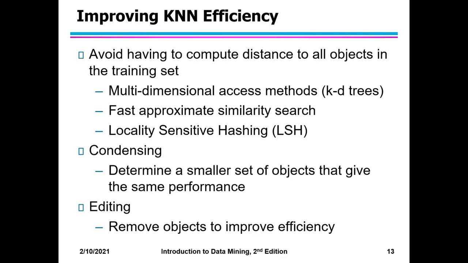And then the second important thing is condensing: determining a smaller set of objects that gives the same performance. Sometimes the same performance can be achieved through a small set of attributes rather than a large set, so we go for condensing. Editing can also be helpful: sometimes we remove objects to improve efficiency. Sometimes some objects are not helping, so we remove them, right?